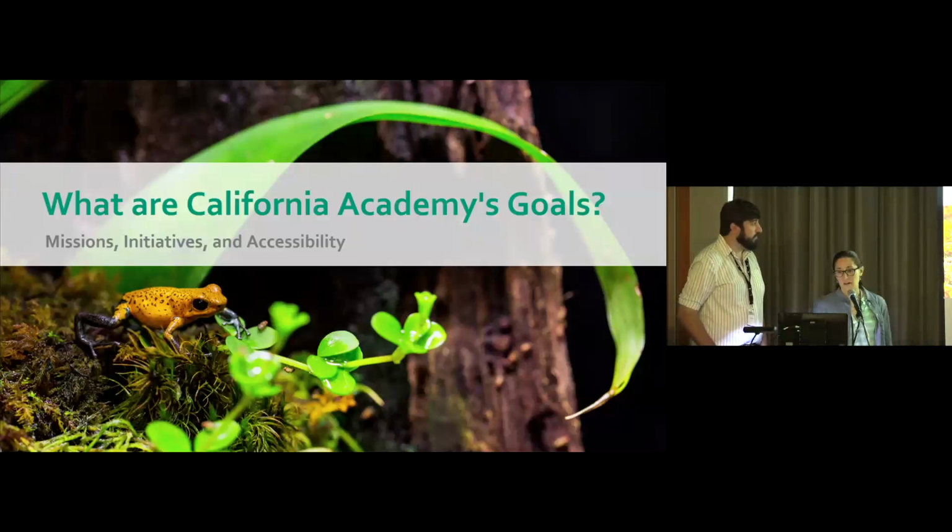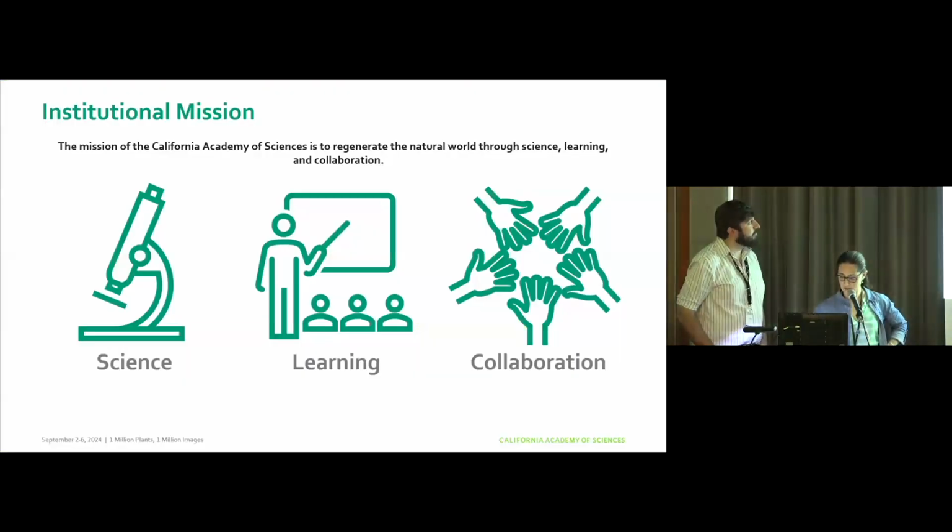So what are the goals at Cal Academy? Our mission, initiatives, and accessibility will be discussed in the following slides. Science, learning, and collaboration are at the core of the Academy's institutional mission. To make progress in these broad categories, the Academy sets out museum-wide initiative projects. These initiatives give clear thematic direction to staff, volunteers, donors, and various stakeholders who can tackle an important cause collectively.